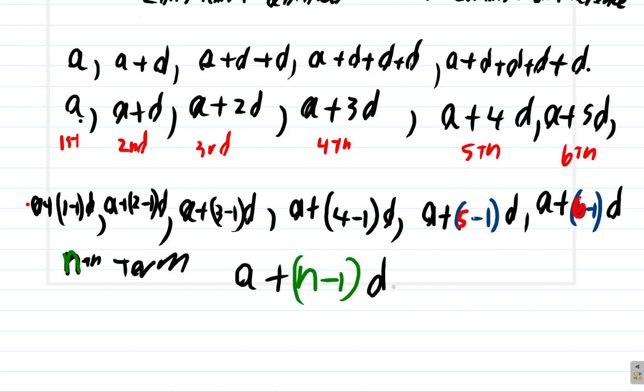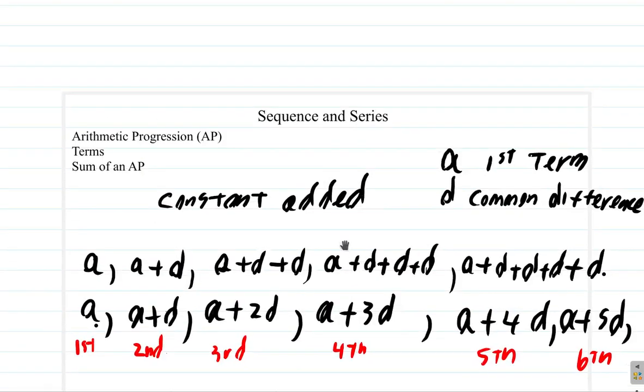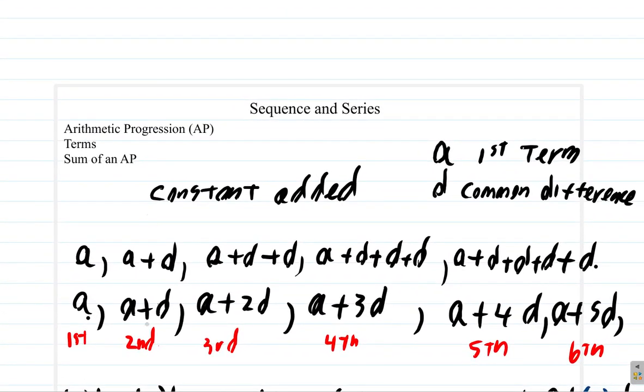So the nth term of an arithmetic progression is a plus n minus 1, d. Alright? So term number n is a plus n minus 1, d. Let's write it down here. So term number n, the nth term is a plus n minus 1, d, where a is the first term and d the common difference.